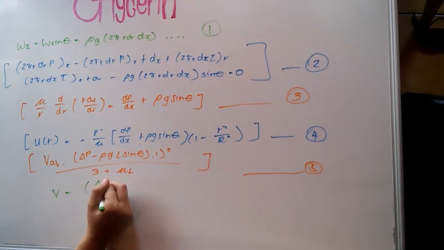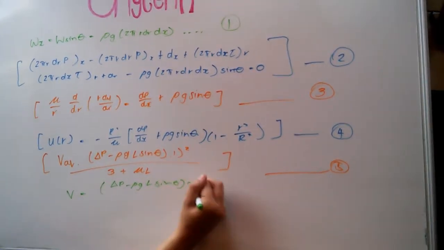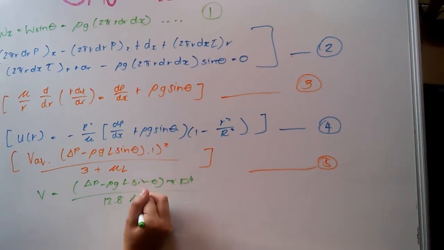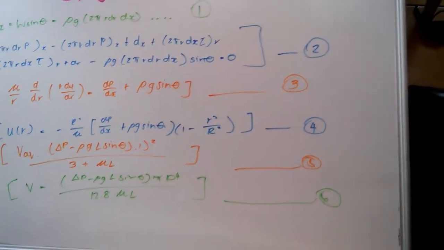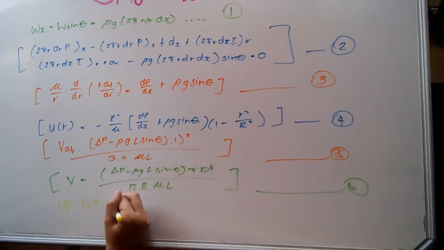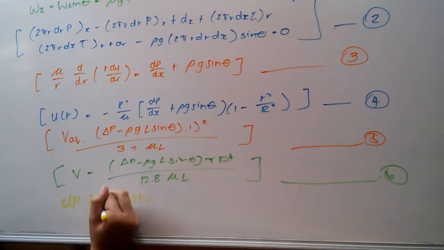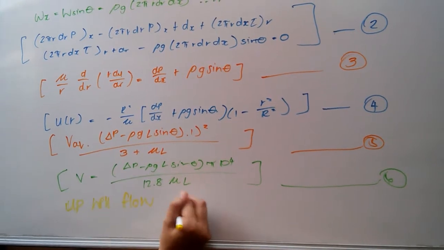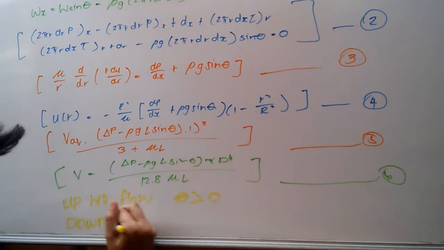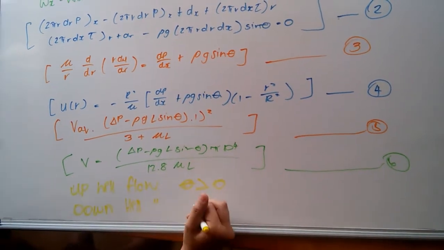Okay, the only difference between horizontal pipes and inclined pipes is that in inclined pipes you have sine theta, and in horizontal pipes you do not have sine theta. For uphill flow, the angle is greater than 0. For downhill flow, the angle is smaller than 0.